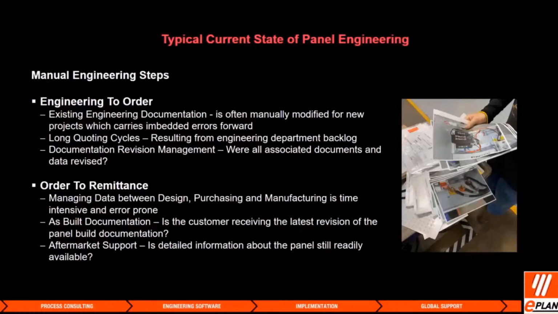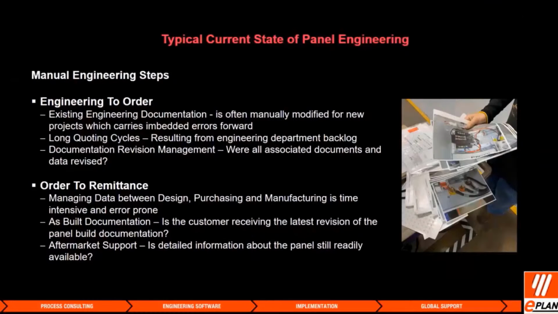A lot of customers are working on an engineering-to-order basis, meaning they're taking existing engineering documentation and then manually modifying it. They'll find a project that looks very similar to what they're going to be building, and they start from there. But the problem is often this will carry forward embedded errors. Also, there are long quoting cycles involved with this type of engineering. Often the engineering department has a decent backlog and a lot of pressure on it. So this is a continual pressure.